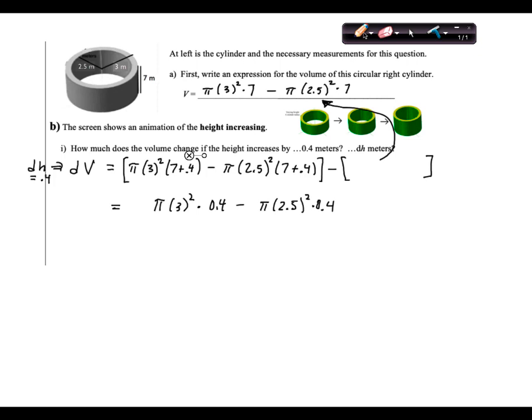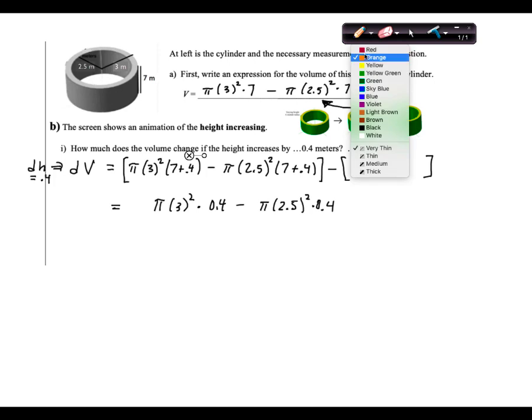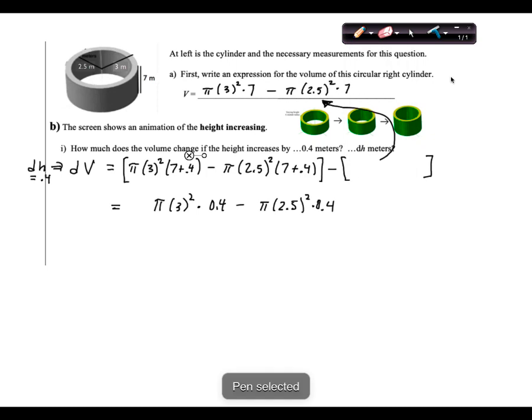Because if I want to know the rate of change of volume with respect to height, what mathematical statement is going to embody this idea? Now I want the rate of change of volume with respect to height. So what mathematical statement would we be after if we're talking about the rate of change of volume with respect to height?